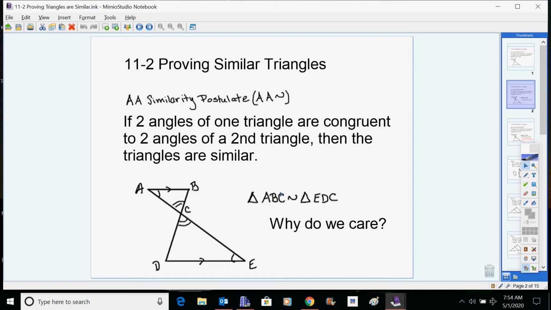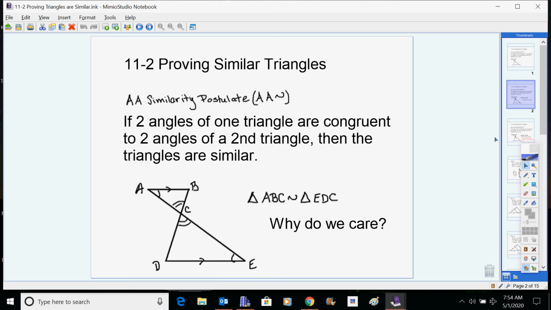Now you do have to be careful when you're labeling them. As far as putting the corresponding parts together, A and E are ones that are the same. B and D are ones that are the same. And then C is congruent to the other C. I can't say it is congruent to itself, because this angle C is in a different triangle than this angle C. They happen to be congruent, but this one is ACB and this one is DCE, if you remember. So we know the triangles are similar.